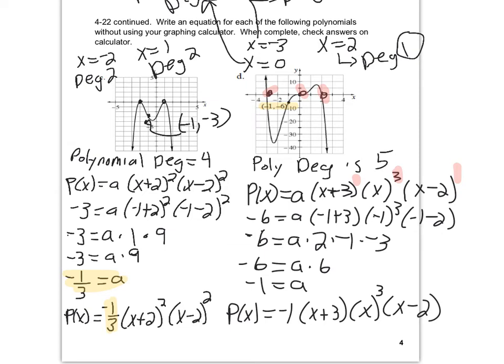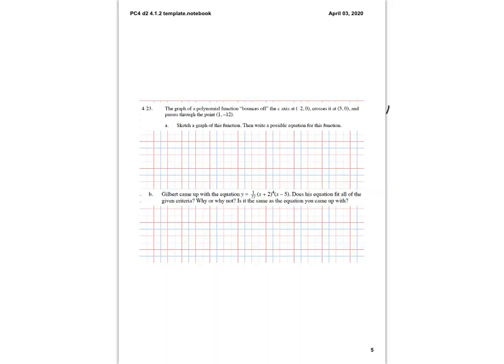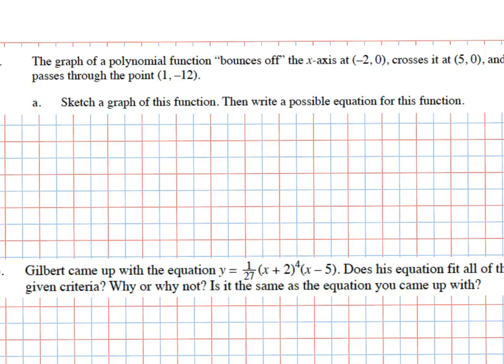The point chosen is highlighted in yellow, negative 1, negative 6, and so letting x be negative 1, y be negative 6, I found an A value that comes out to be negative 1, and so my polynomial now is P of x equaling negative 1 times (x plus 3) times x cubed times (x minus 2). Moving on to the next question.